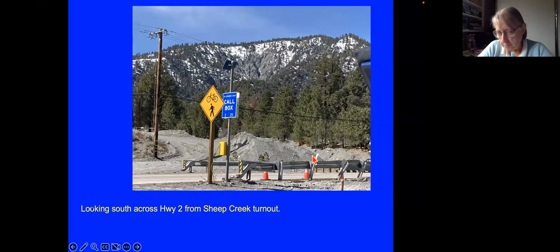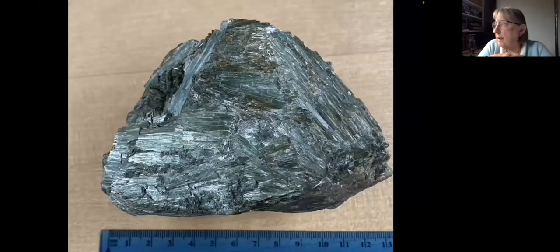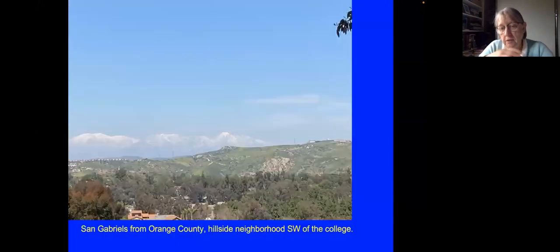And I want you to remember that if you were to go up here, what you're looking for is actinolite. And as you've seen, you can just pretty much pick it up off the ground if you're just observant and careful.